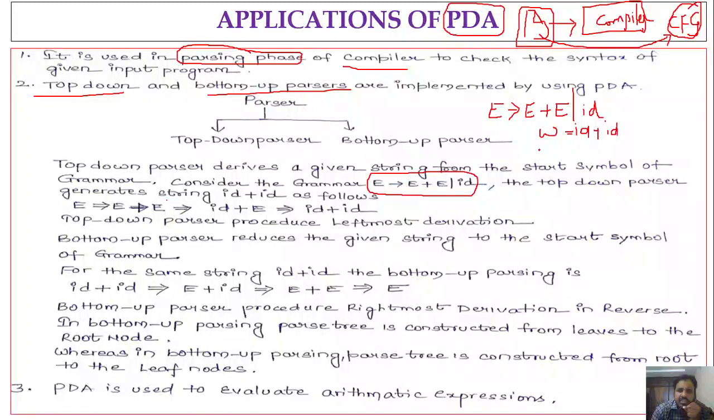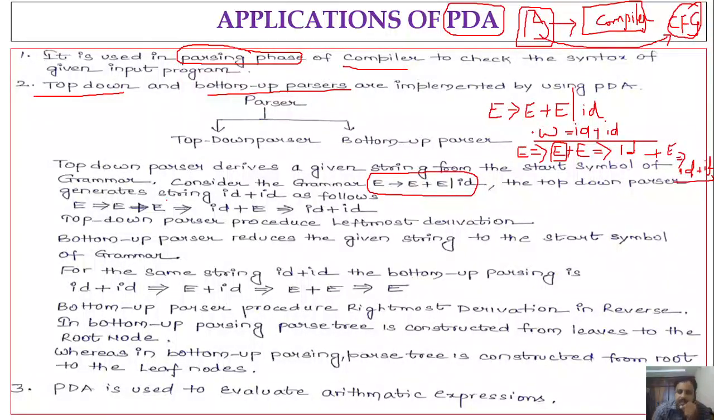To derive this string, I have to apply the derivation. That means I start with the start symbol, capital E, which derives E plus E, its definition. Then I replace the leftmost E with its definition, that is id, giving id plus E. Next, I replace the last E with its definition so that I get id plus id. This process is called derivation.